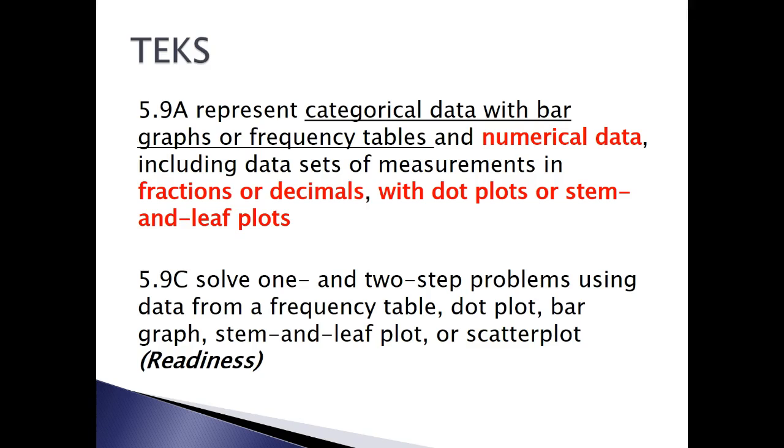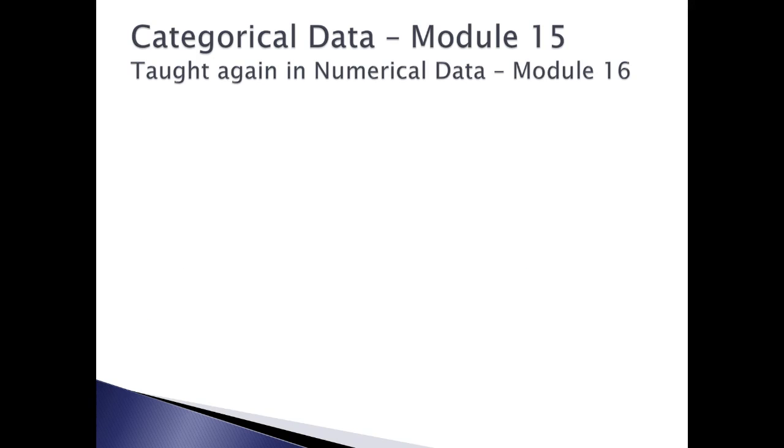With this, we also have coupled 5.9c, where they're going to be solving 1- and 2-step problems. Here we're going to be using the frequency table and dot plot, the bar graph, stem and leaf plot, or a scatter plot. Now, scatter plot is new to a 5th grader. They had stem and leaf in 4th grade, and the other graphs in either 3rd grade or younger. However, scatter plot will be introduced in 5th grade.